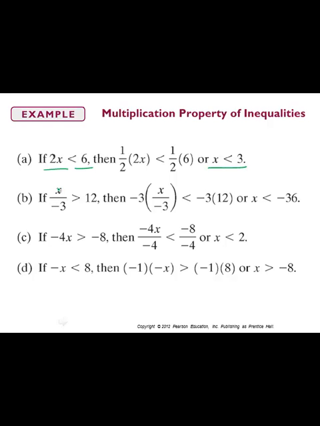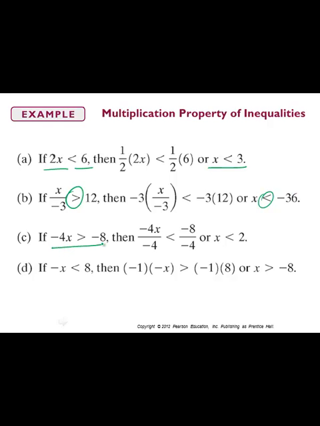Or if we have x divided by negative 3, which is greater than 12, to isolate x, we'll multiply both sides by negative 3. But when we do that, that switches the direction of the inequality. So that'll give us x less than negative 36. And notice that the direction of the inequality switched.